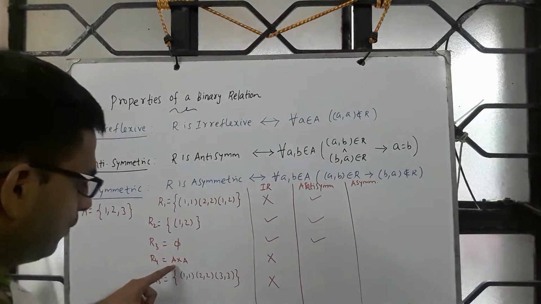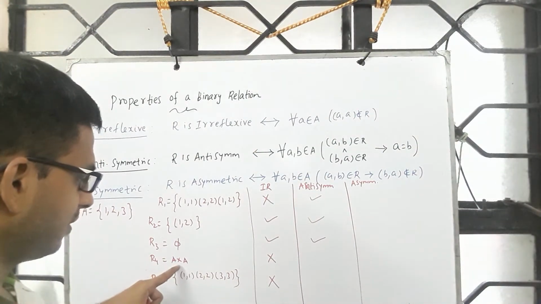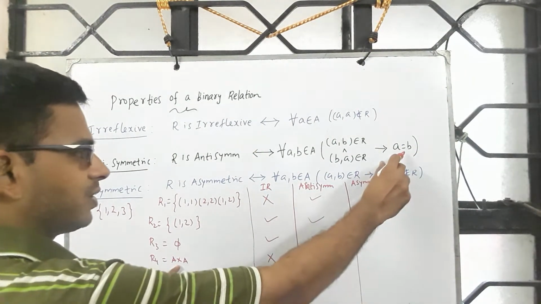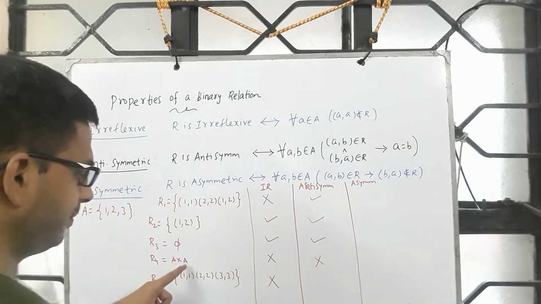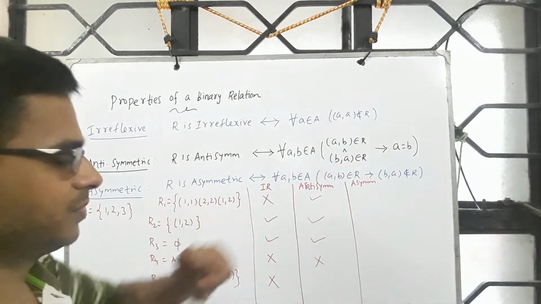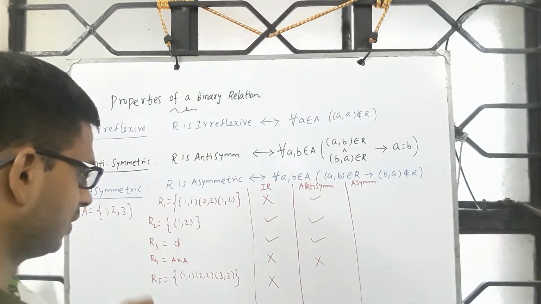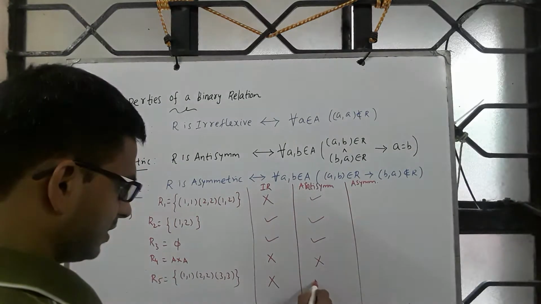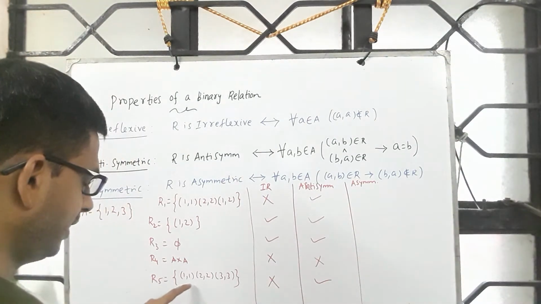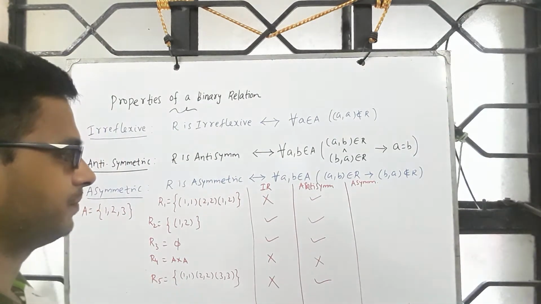In this you find (1,2) and (2,1), but 1 and 2 are not the same, so it is not antisymmetric. If you find (a, b) and (b, a), they both must be the same. So this one is not. And this one, yes, we find (a, b), (b, a), and a and b are one and the same.